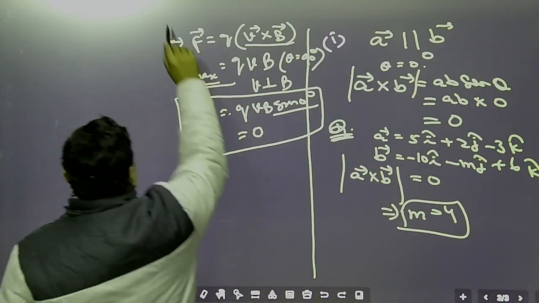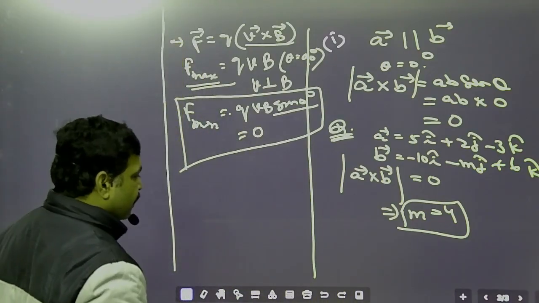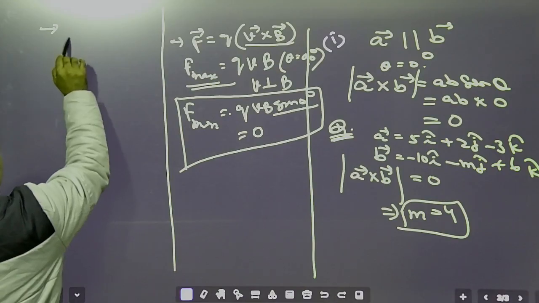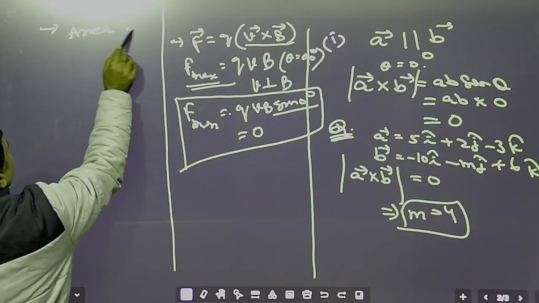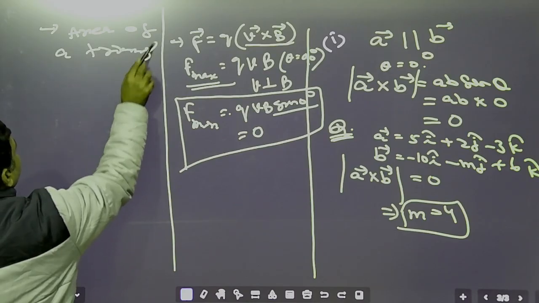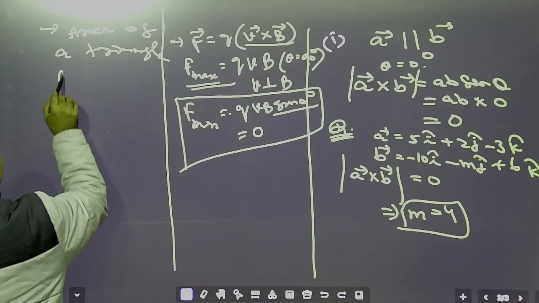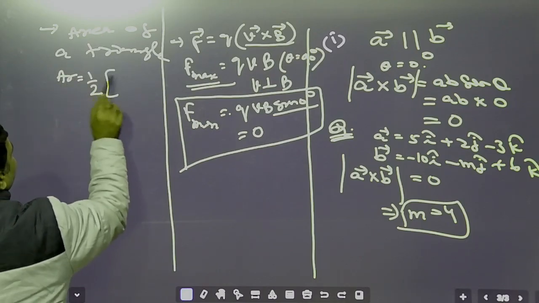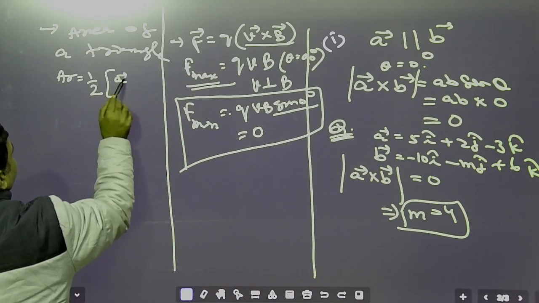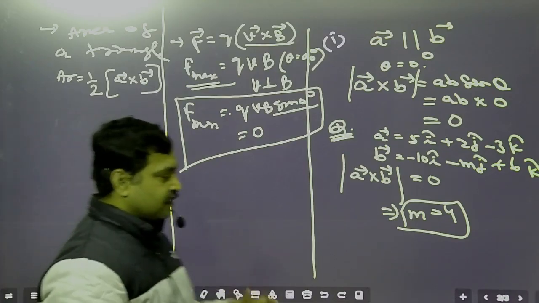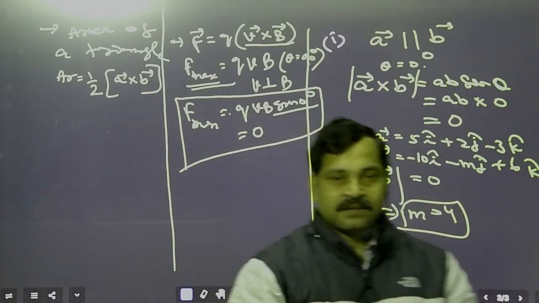Right? The second application that we can discuss is we can find out the area of a triangle. How can we get the area of a triangle? Now the area will be equal to half the cross product of the adjacent sides, that is half of A cross B. Right? Adjacent sides, if this is the area of a triangle.